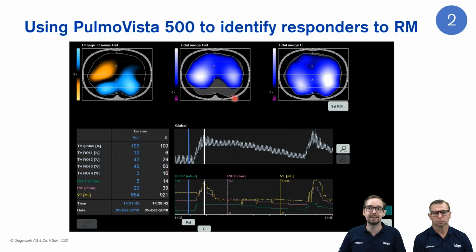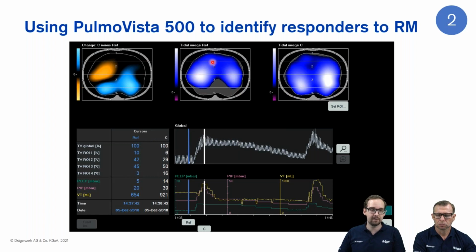Let's begin by looking at the start. First of all, in the initial condition, there was a lack of ventilation in region number 4. You don't see any blue color. If you look at the percentage, only 3% of the tidal volume is going into region number 4. After this recruitment maneuver, you can see that suddenly there is blue color in this dorsal part, and the percentage has improved from 3% to 16%.